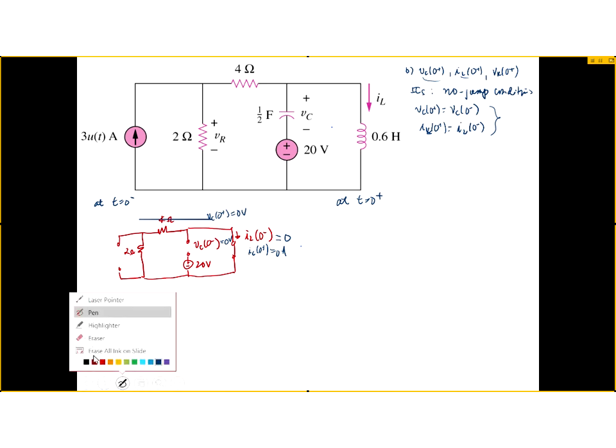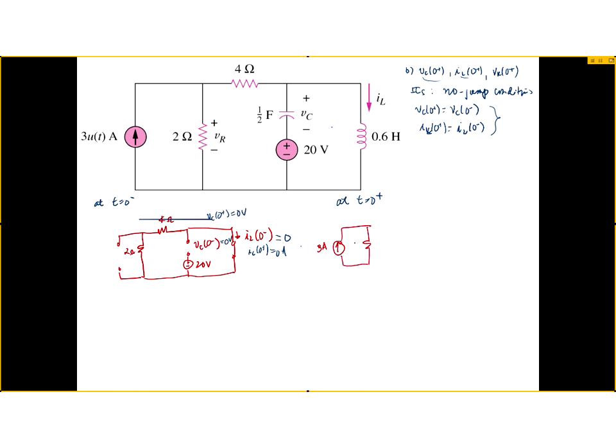So how is the circuit now different from the circuit at t equals 0 minus? The current source suddenly becomes active. So this is 3 amps here, right? This is my 2 ohms here. This is my 4 ohms here. In addition to that, we're not at steady state anymore. Therefore, the capacitor is no longer an open. So I need to draw the capacitor.